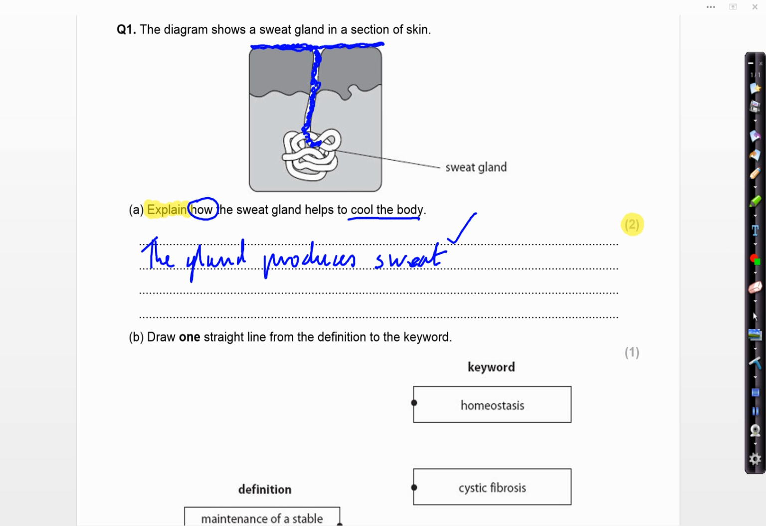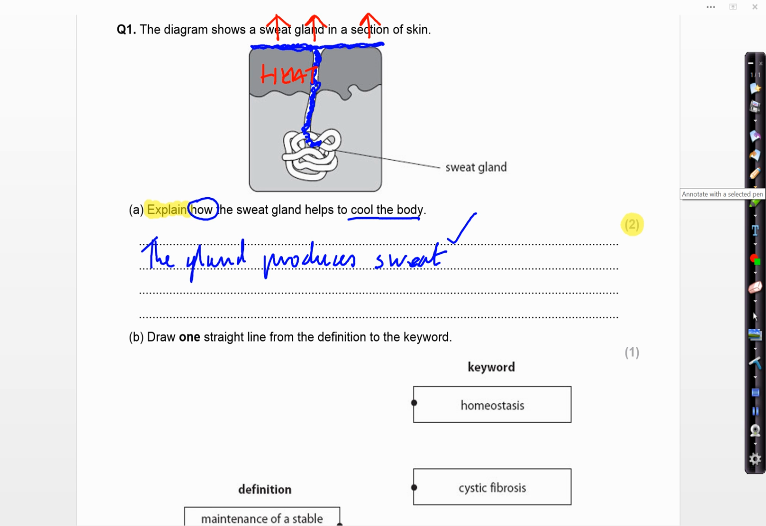What's important is recognizing that this sweat actually evaporates. So that's the key word we need to have, evaporation. So it's the heat of the body which basically warms that liquid so that it evaporates, and that's taking heat energy away from the skin.